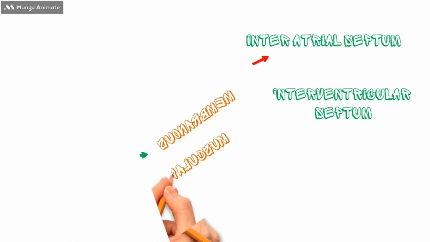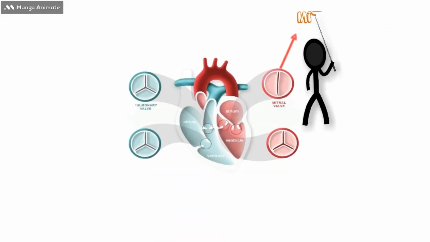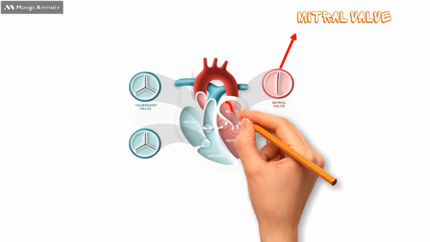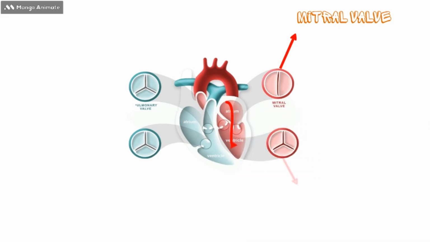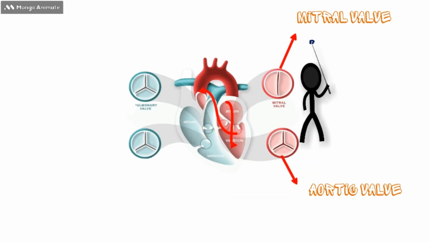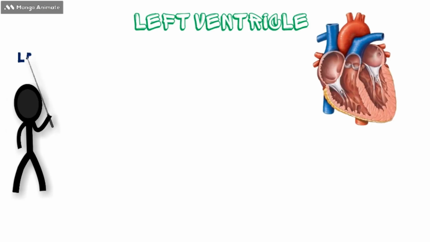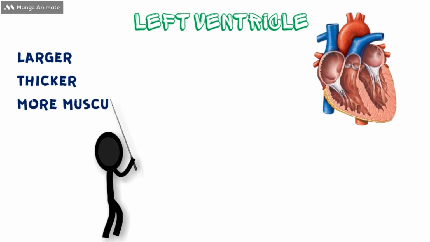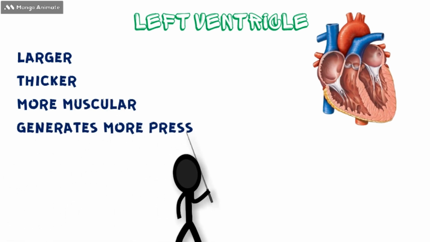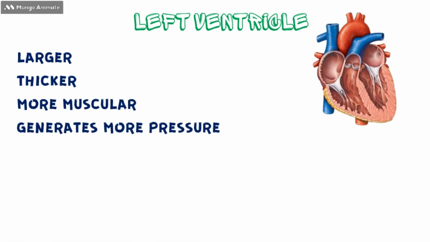We already know about the tricuspid and pulmonary valve. The remaining two valves in the heart are the mitral valve, through which blood will move from the left atrium to the left ventricle, and the aortic valve, through which blood will be distributed to the whole body from the left ventricle. The mitral valve is also called the bicuspid valve, and it is the only valve that has only two cusps. The left ventricle is larger, thicker, more muscular, and generates more pressure than the right ventricle because it has to overcome more resistance and pump the blood to the whole body.